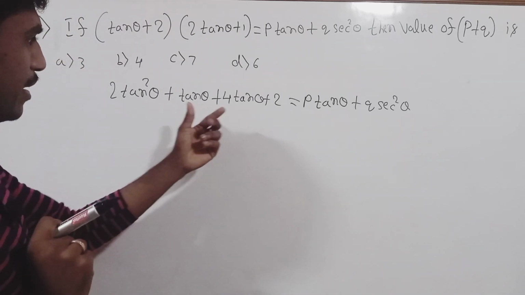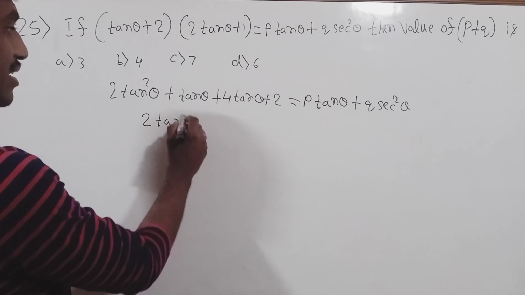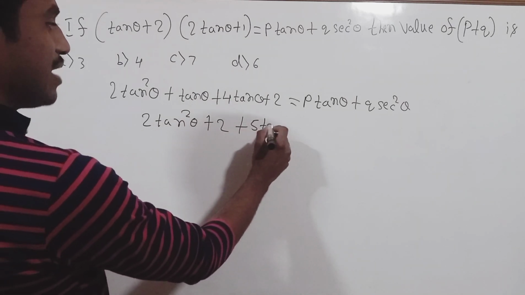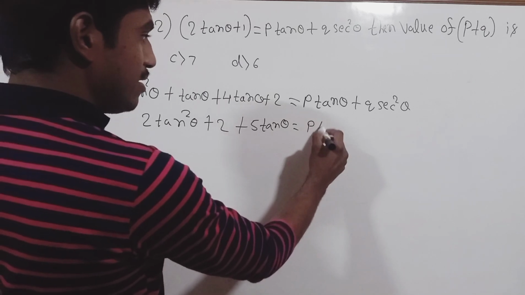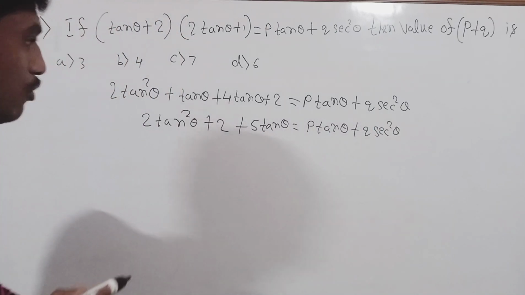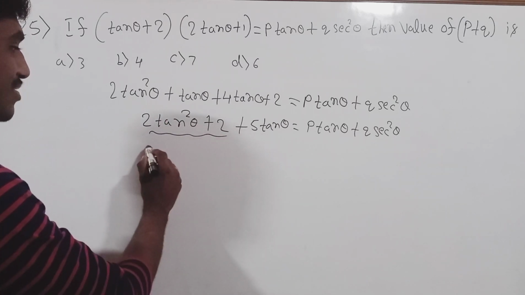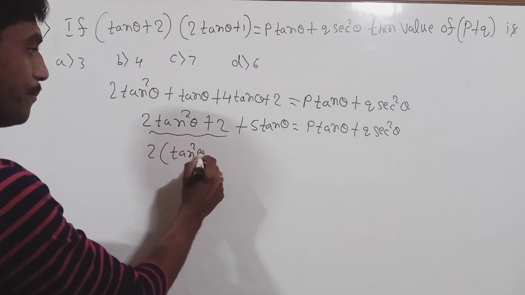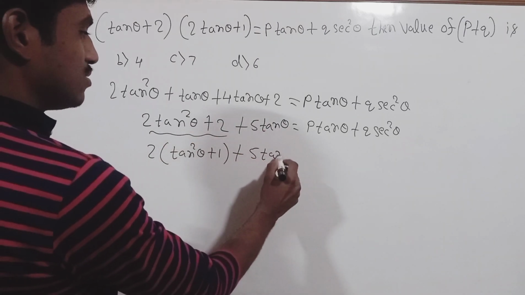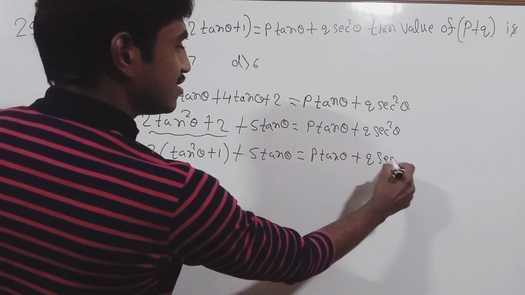So now here 4 tan theta plus tan theta is 5 tan theta. So 2 tan square theta, this 2 I will write first, that is plus 2, and then 4 tan theta plus tan theta is 5 tan theta, will be equal to P tan theta plus Q secant square theta. Now here tan square theta is there, here 2 is there, so in these two terms I will take 2 as common. So we get tan square theta plus 1, plus this 5 tan theta as it is, which is equal to P tan theta plus Q secant square theta.